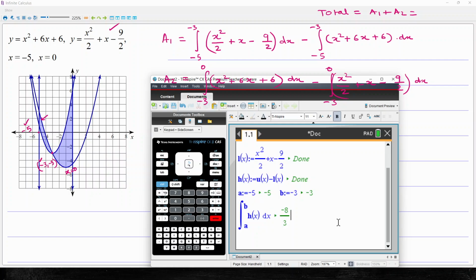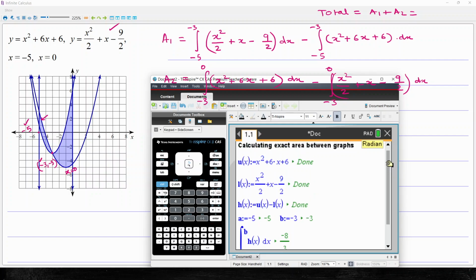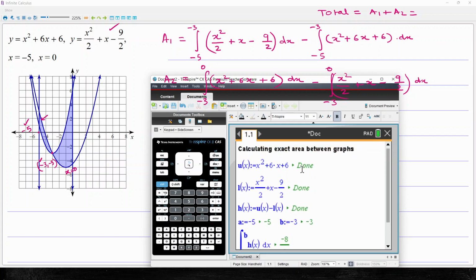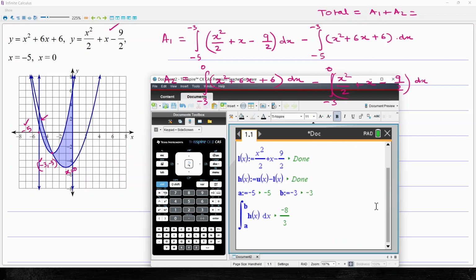And we find the area. The area came out as -8 over 3. So this is a little doubtful because usually the areas are positive. It's because I think we have assumed the upper function as x squared plus 6x, which is not the case. So therefore, we need to make it positive, and it will be 8 over 3. So our area A1 came out as equal to 8 over 3.